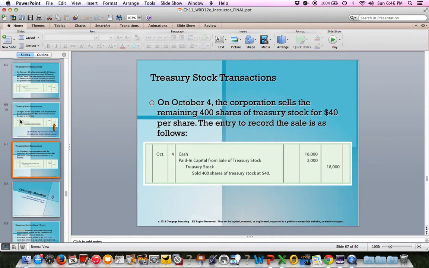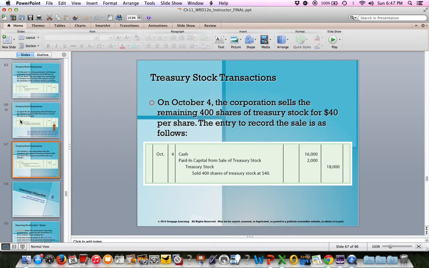We're going to sell the remaining shares for $40 per share. So now we're going to sell them for $5 per share lower than what we originally paid. So now we're going to lose. So now we're going to debit paid-in capital from treasury stock, and that will now go down.